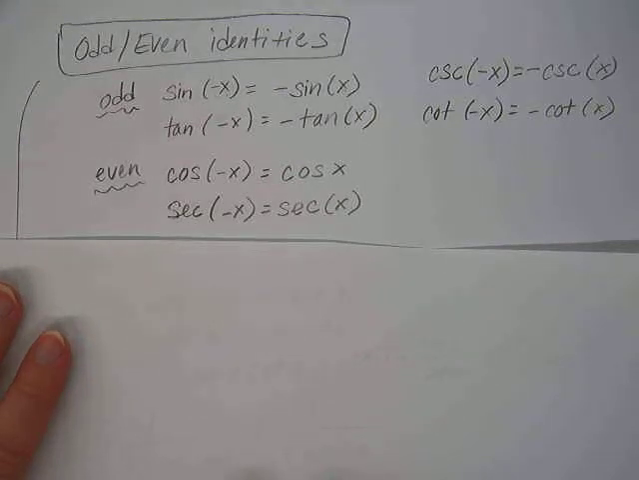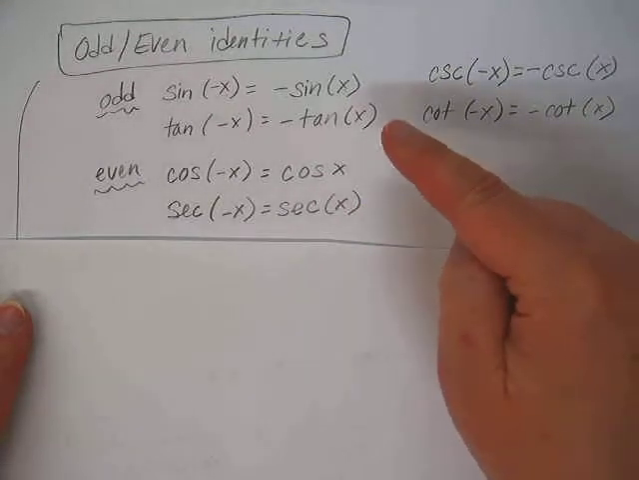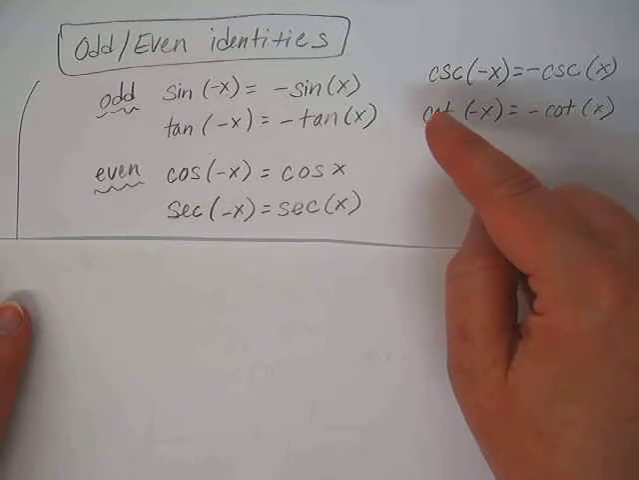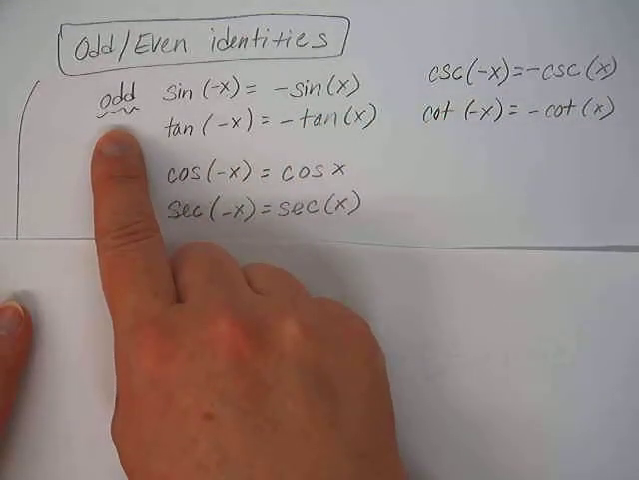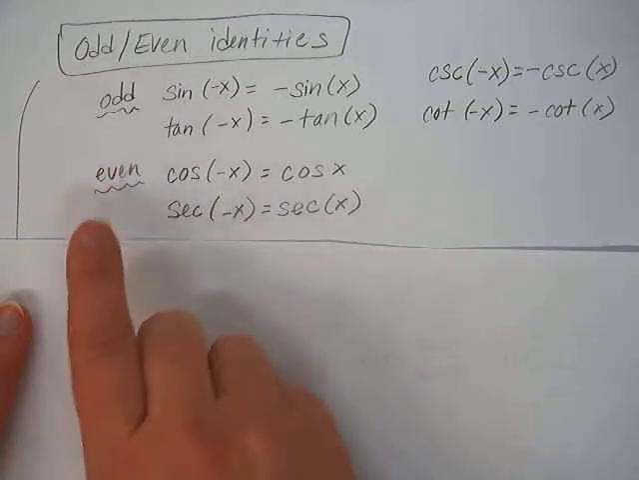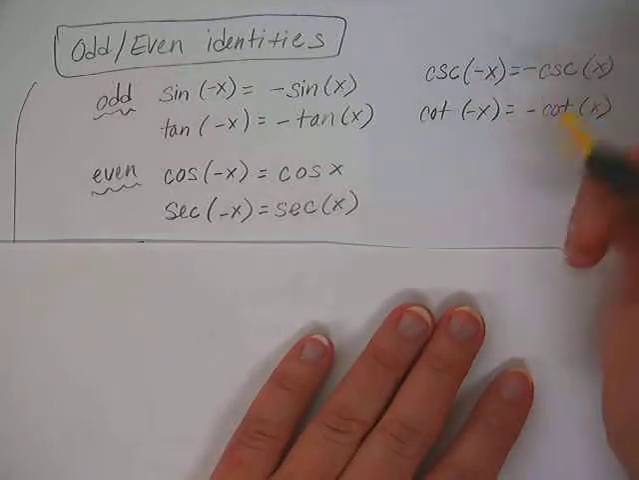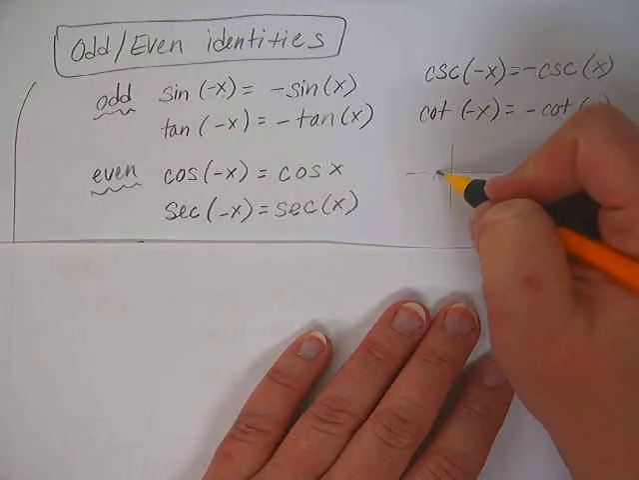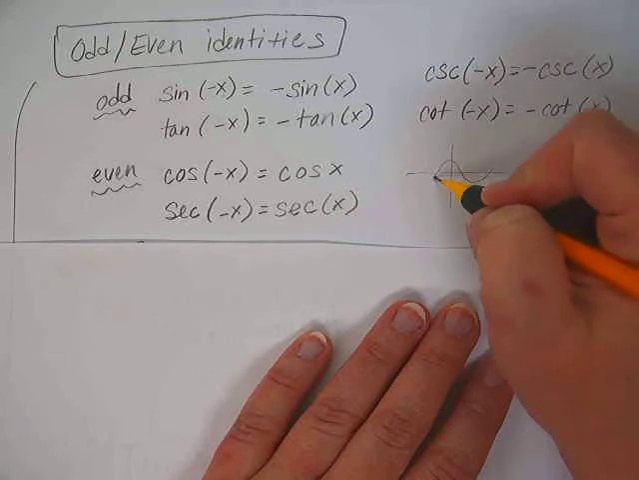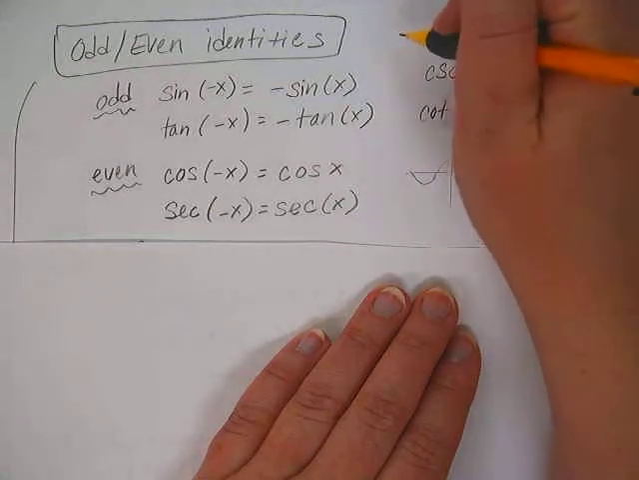The next set of identities we need to learn about today are called the odd and even identities, and they have to do with the fact that some of the trig functions are odd and some of the trig functions are even. Just a reminder that odd means they are symmetric to the origin, and even means that they are symmetric to the x or the y-axis. So for example, the cosine graph looks something like that, and if we were to fold it down the y-axis, it would be symmetric on both sides.